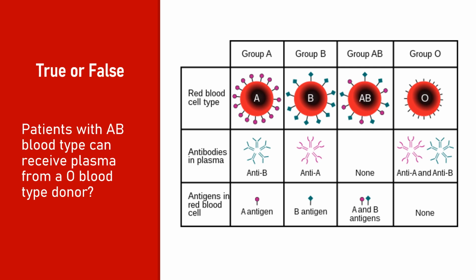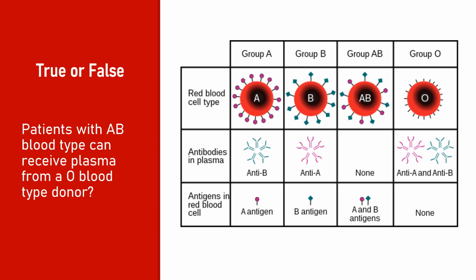But antibodies are proteins that are found in your plasma, and these antibodies are part of your body's natural defense. They recognize foreign substances such as germs, and they alert your immune system, which then goes and destroys them. The presence of antibodies in the plasma is what can cause severe transfusion reactions. So a patient with AB blood type can receive O red blood cells, but they cannot receive O plasma. So O plasma contains anti-A and anti-B antibodies.